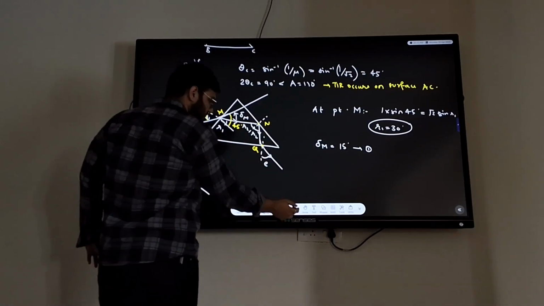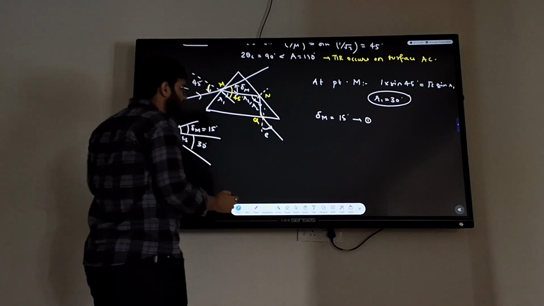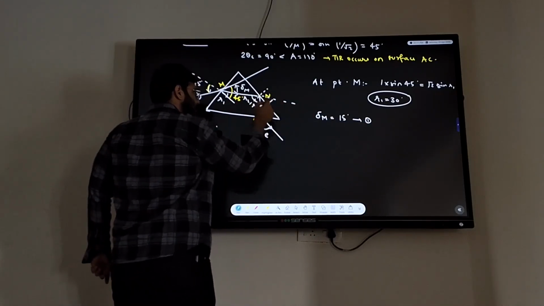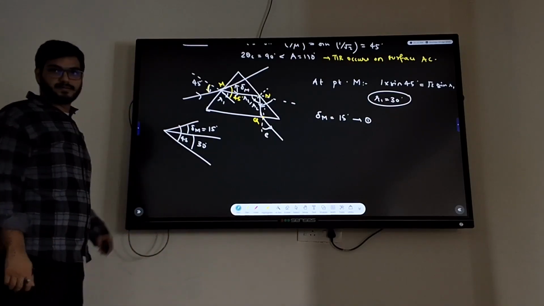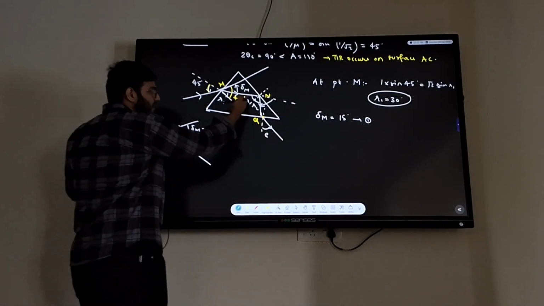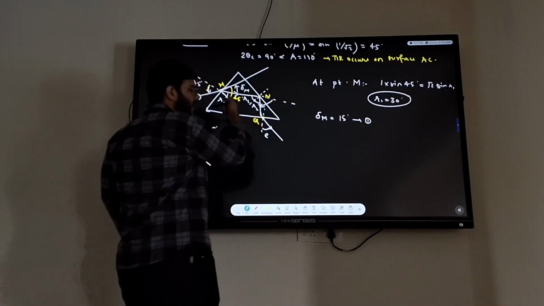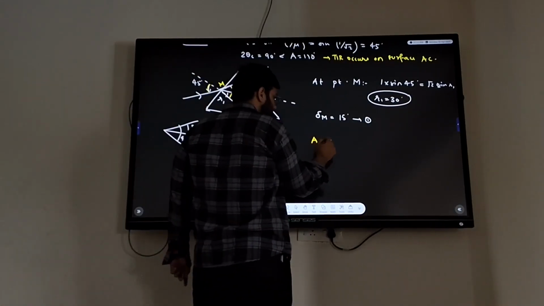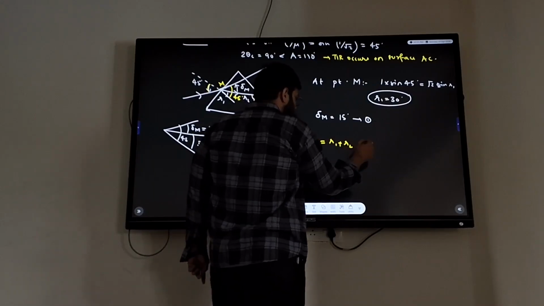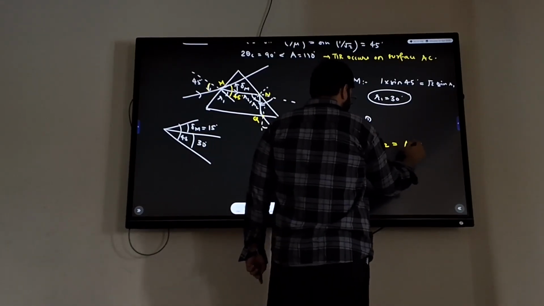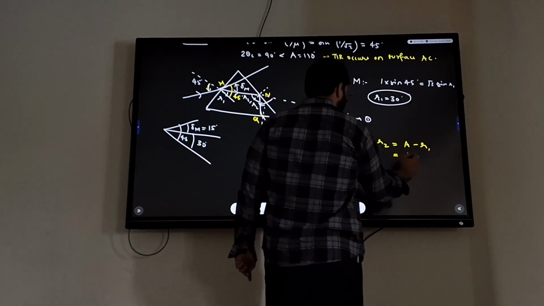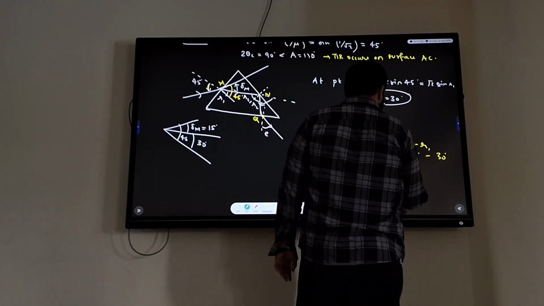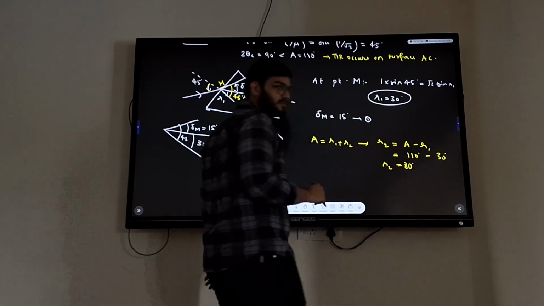Okay? So now can you tell me what is this? What should be the deviation? By the way, what is R2? I already found R1. Can I find R2? Yes. A is equal to R1 plus R2. Then what is R2 equal to? A minus R1. What is A? 110 minus R1. That's what? 30. So this is 80. So R2 is equal to 80.